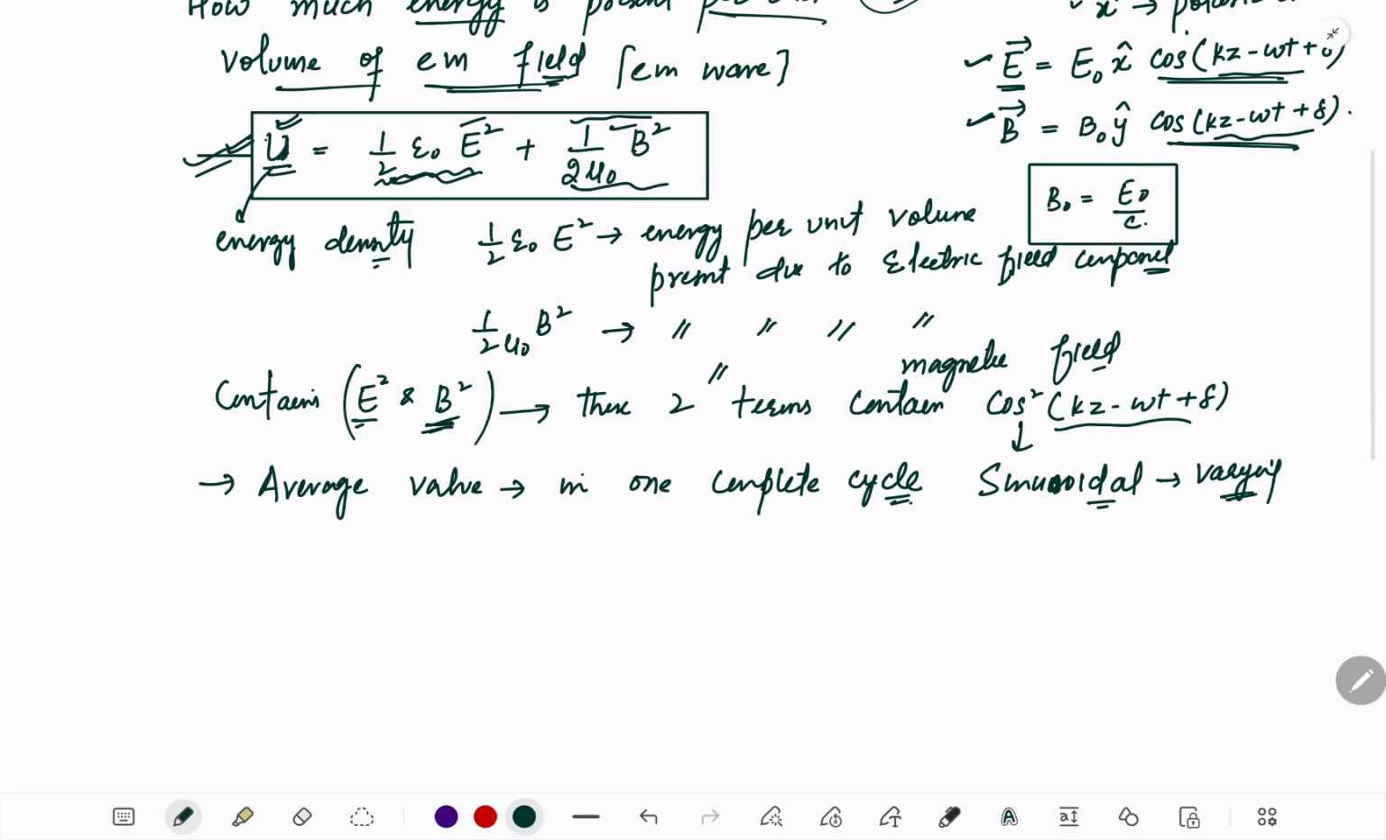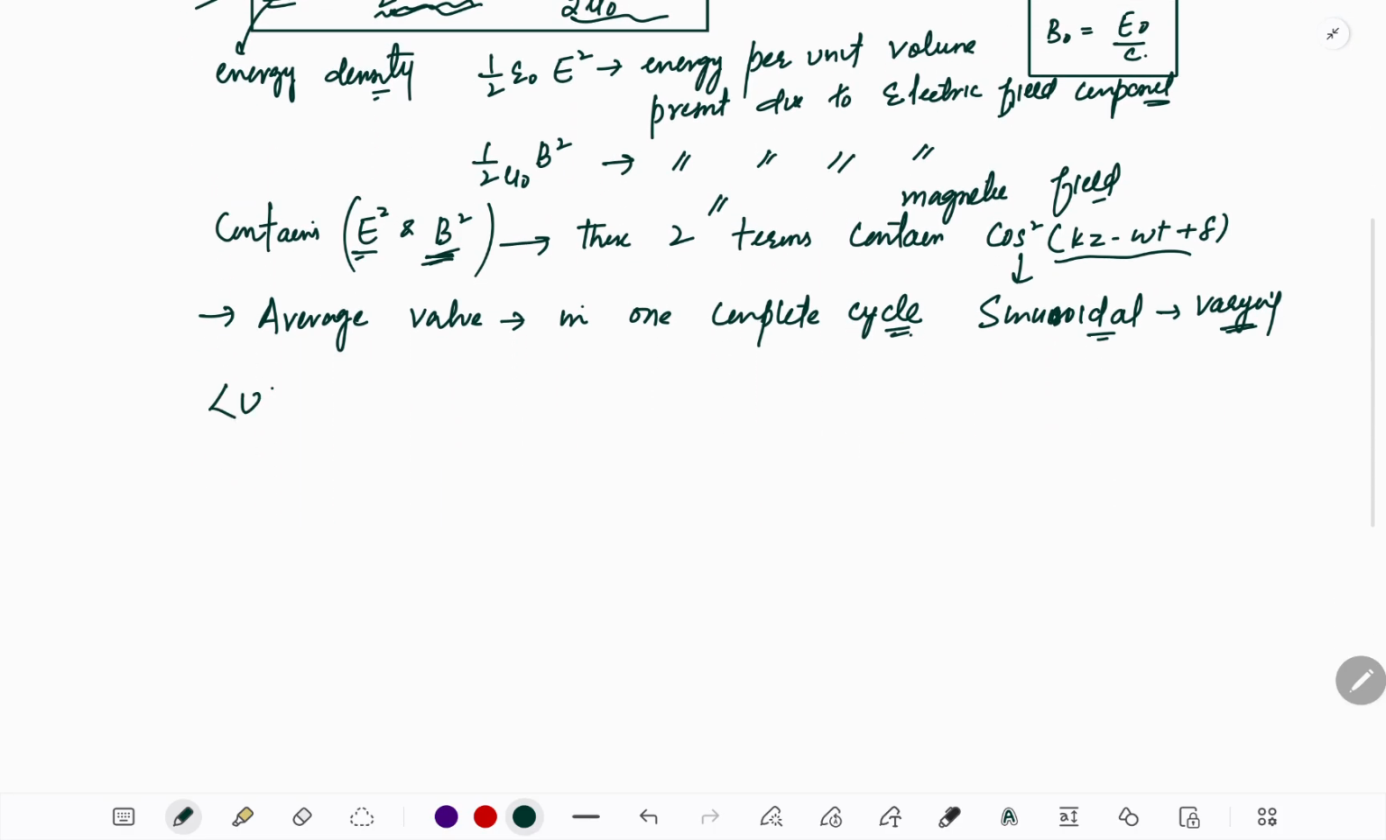So, taking into consideration the sinusoidal nature of E square and B square, we must take the average value of U. The average value of U is equal to 1 by 2 epsilon 0 average of E square, plus 1 by 2 mu 0 average of B square. Isn't it simple? We took the average because E square and B square contain a cos square term, which is sinusoidal in nature. The average makes sense now, because it's not something fixed. It's varying, oscillating; both the electric field and the magnetic field are oscillating, and the cos term takes care of that.